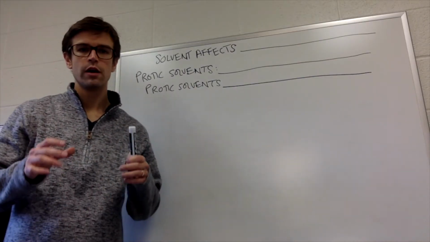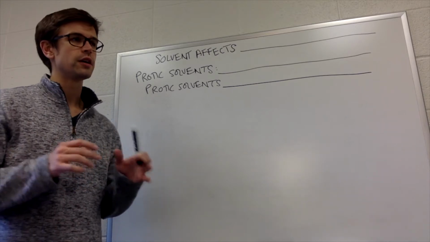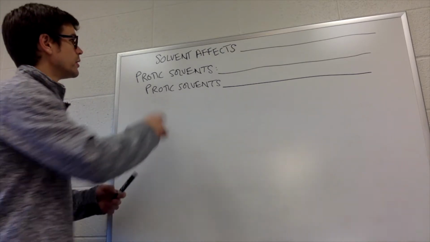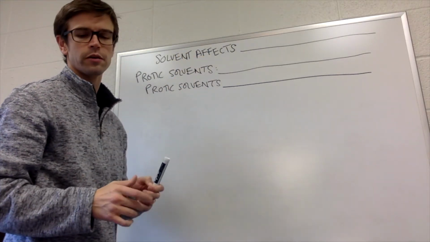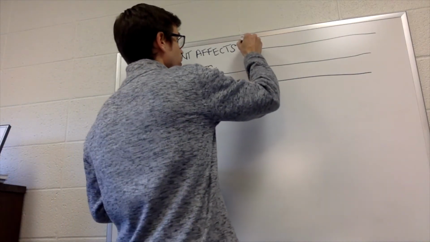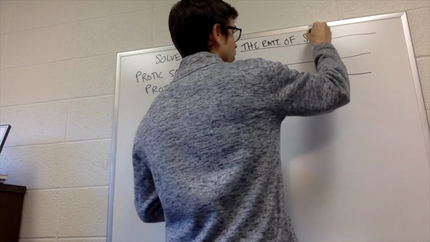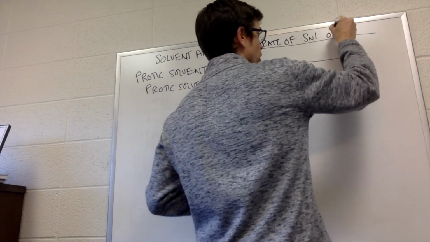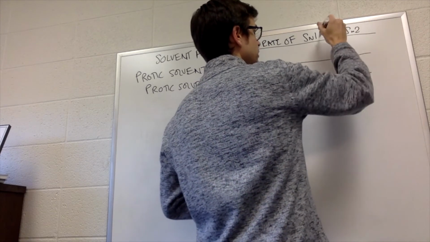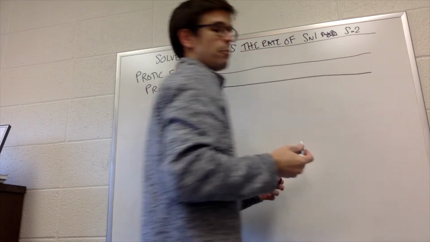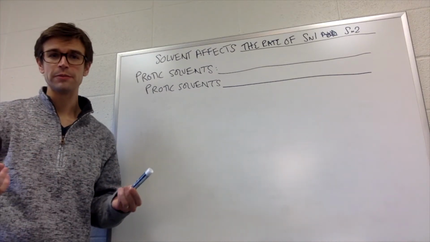All right, so first of all, let's just put this up on the board in your notes. Solvent affects, and I think it should be an A, not an E, because it's a verb. Solvent affects the rate of SN1 or SN2. We'll say and. But it depends on the solvent.